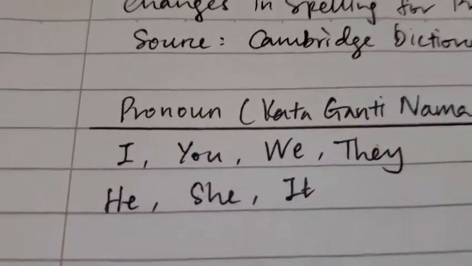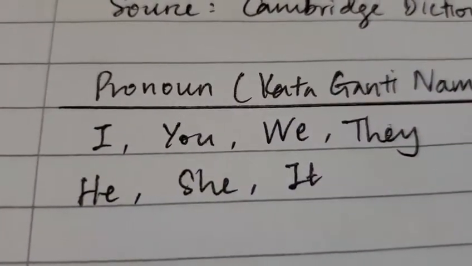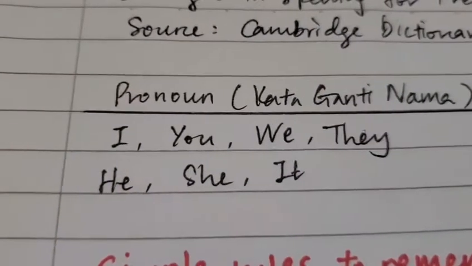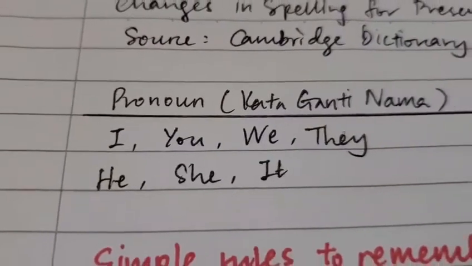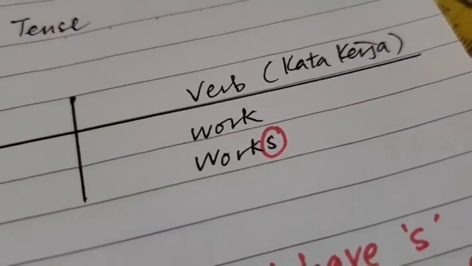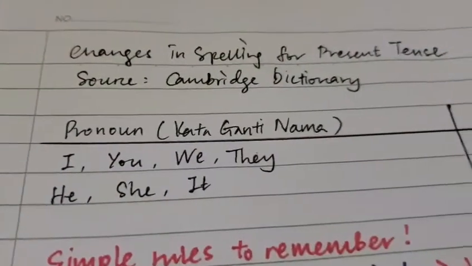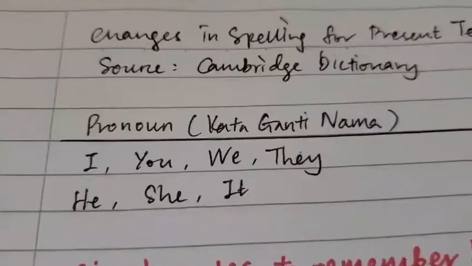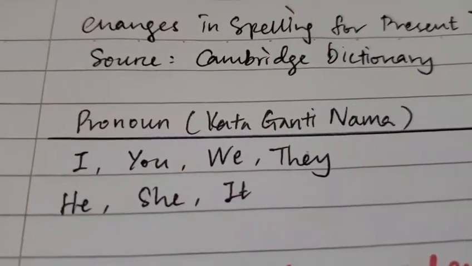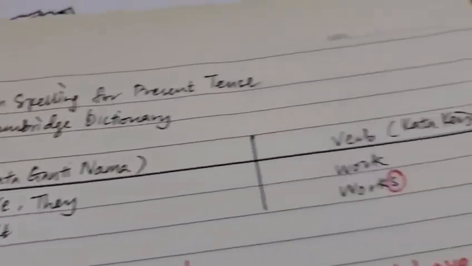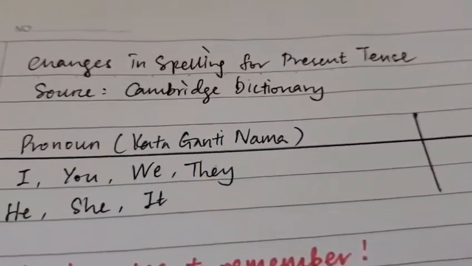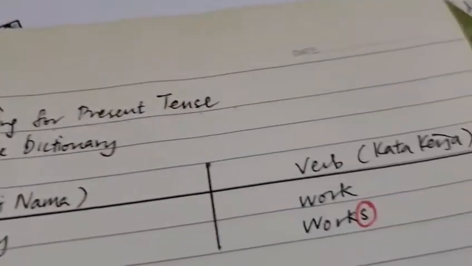So if you have a singular subject, for example, he, she, or it, okay, singular subject meaning only one person, seorang sahaja, okay, your verb, you have S. So for example, he, she, it works. If you have a plural subject, for example, we or they, that means for your verb, there is no S. So for example, we and they work.